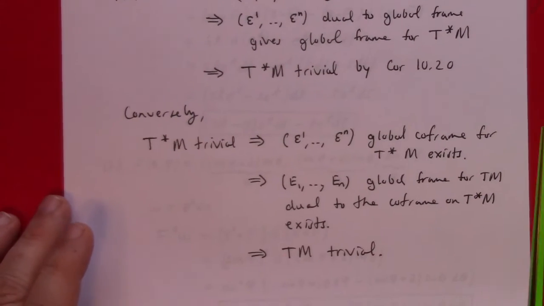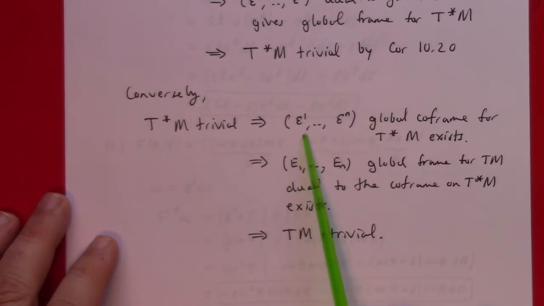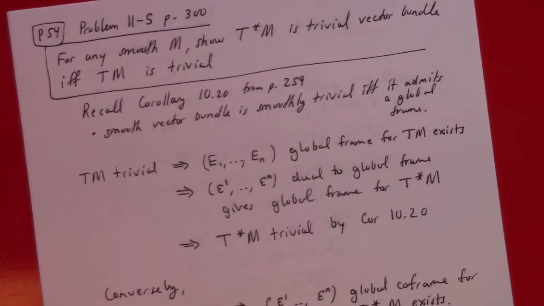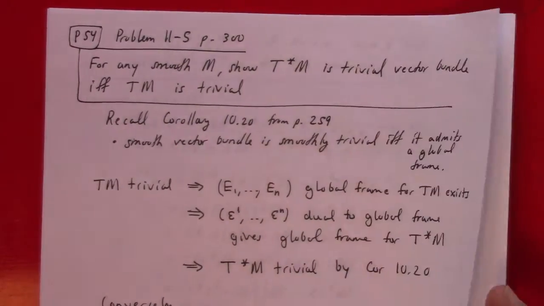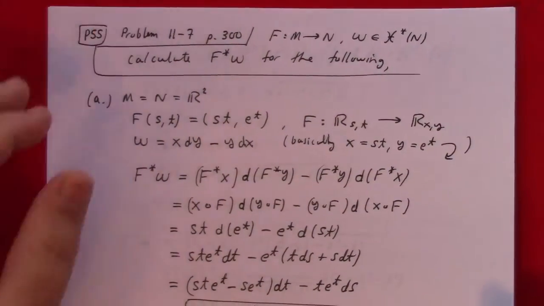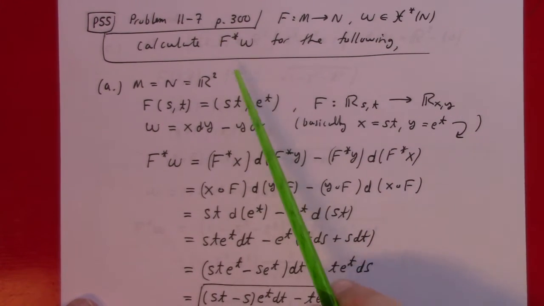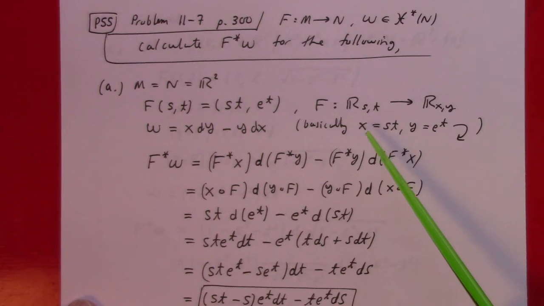And conversely, if T*M is trivial, you've got a global coframe, which you can dualize to get a global frame, which then gives you that TM is trivial by corollary 10.20. Like I said, it's easy if you've got the right theorem in front of you. Problem 55, super fun. So this is just straight pullback calculations.